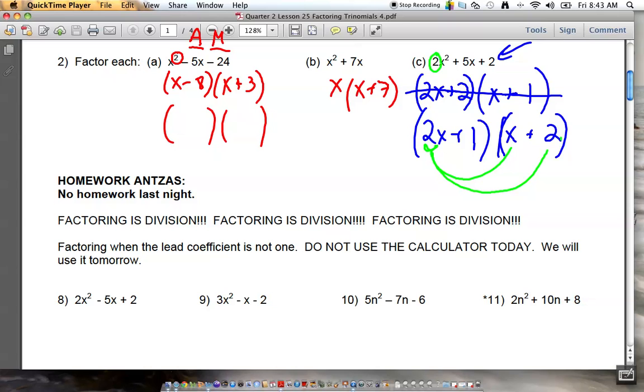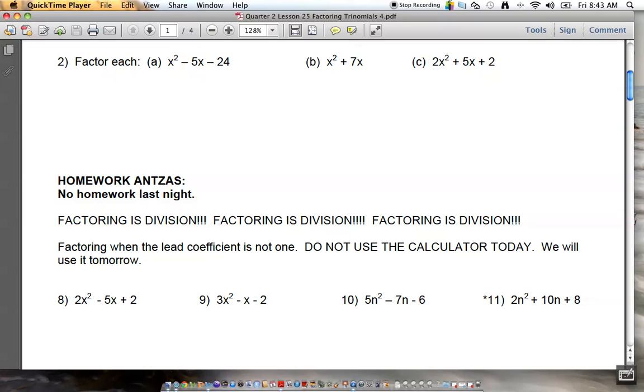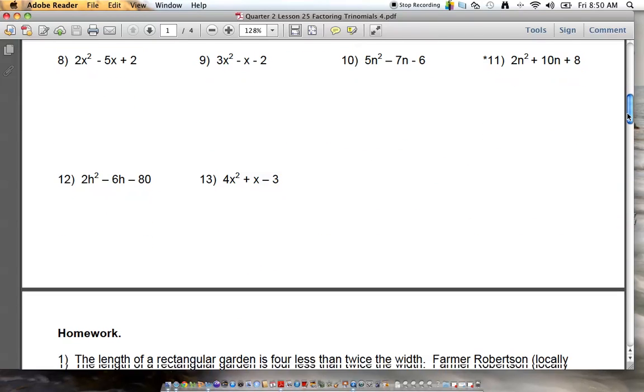The really cool thing is I have a fantastic alternative strategy. How many people here feel like when the coefficient in front is just a 1, they're pretty good at factoring using AM? What if I said to you, I can make every problem turn into a problem with a coefficient of 1? By hocus pocus, I can do it.